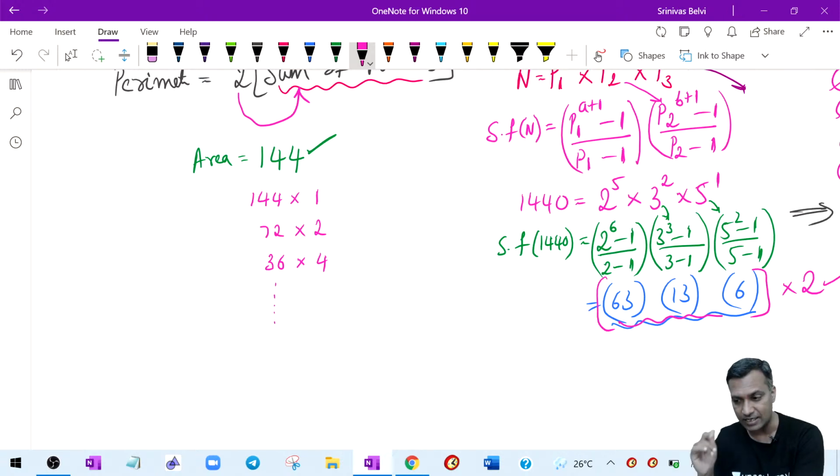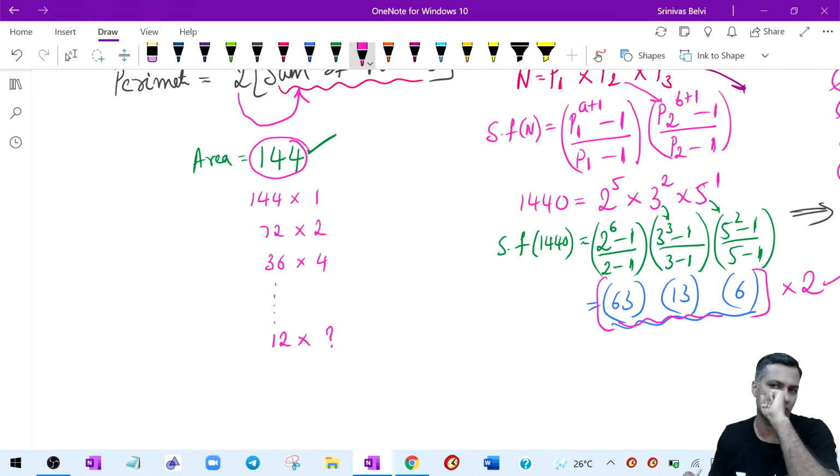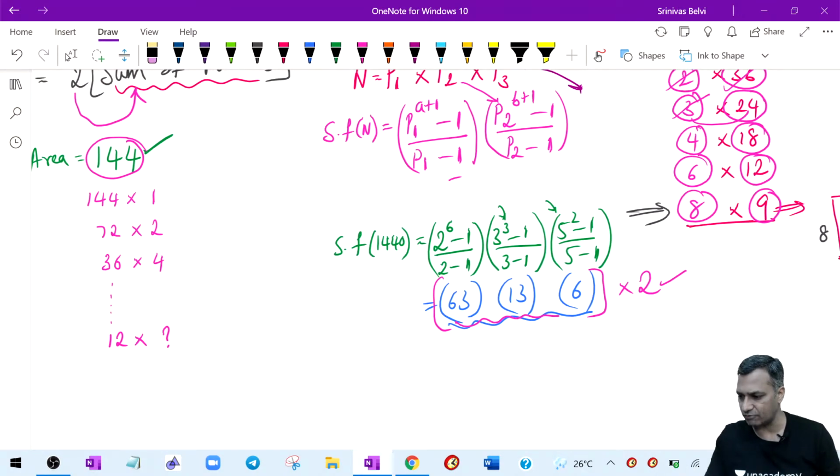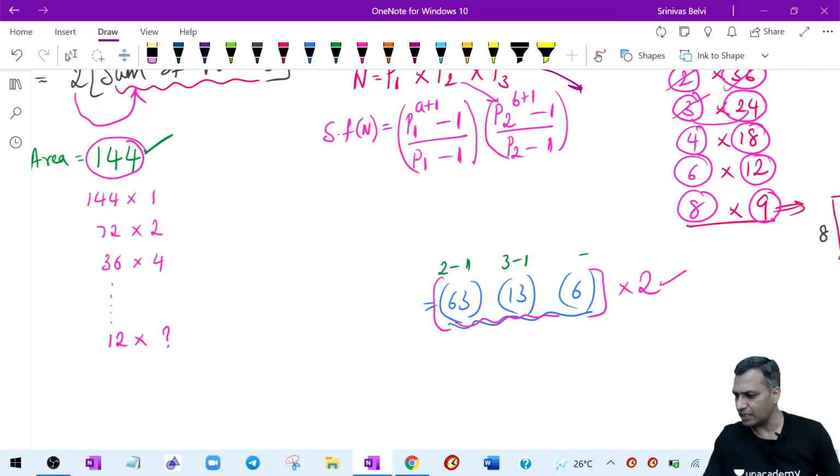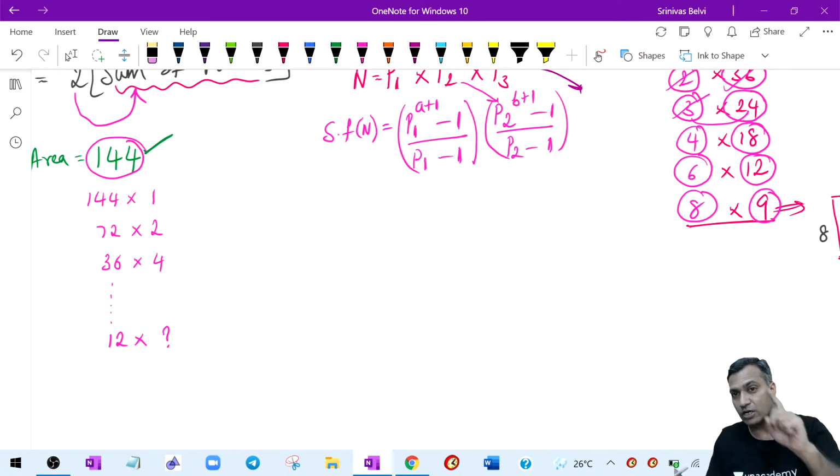Towards the end, because 144 is a perfect square, it would have an odd number of factors. One of the factors will be 12 and there will be nothing opposite of that. Trust me, there would be nothing opposite of that. What I meant is this. You have to listen very carefully. Because 144 is a perfect square, it would have an odd number of factors.